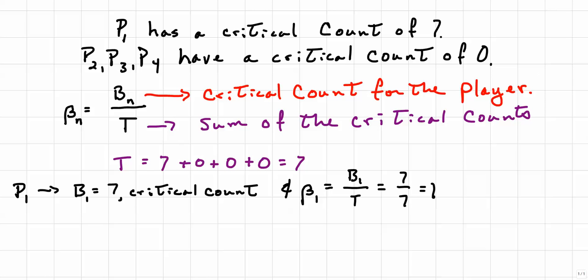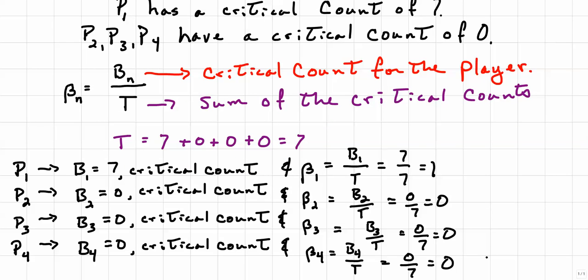And then we'll do this for the remaining 3 players. Now remember, the remaining 3 players have critical counts of 0, so naturally it's going to follow that their Banzhaf power indices will also be 0. And we'll see that the power indices are 1, 0, 0, and 0 for player 1, player 2, player 3, and player 4 respectively. Now, what happens if we don't have a dictator in the problem? That will be part B.